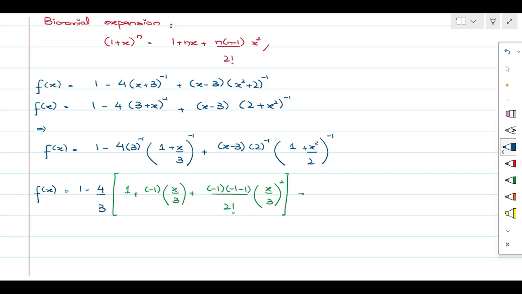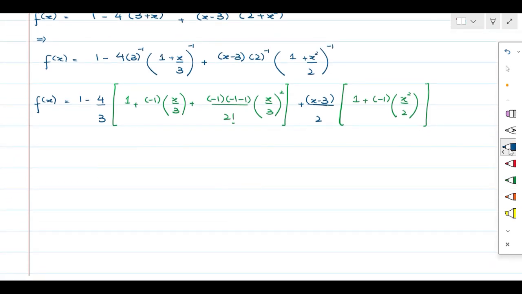Now the second one is you have x minus 3 as it is, divided by 2 because 2 power minus 1 divided by 2. Apply the binomial expansion here again: 1 as it is plus n times your x square divided by 2. So here I stopped at x square by 2 because I got the x square term, right? So I'm not doing the further because n minus 1 divided by 2 factorial x square, so x square by 2 whole square gives you x4 term.